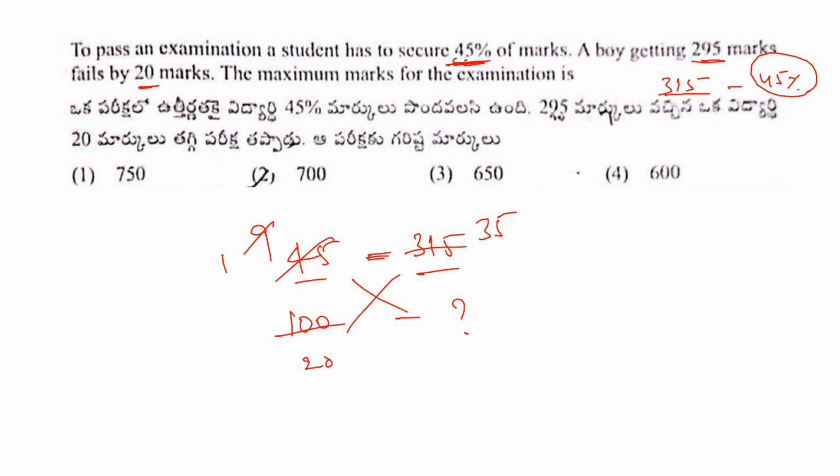35 into 2. 35 into 20 means you can't, no need to do 35 into 20; 35 into 2 is 70, then 0. 700 is the answer. Okay, I hope you understood the logic.